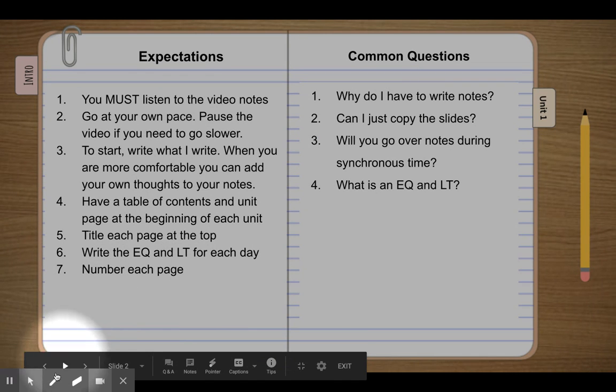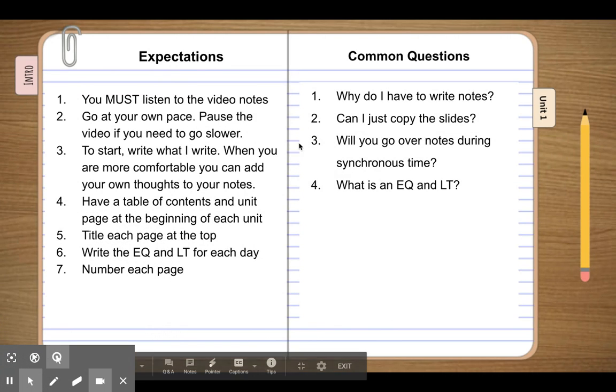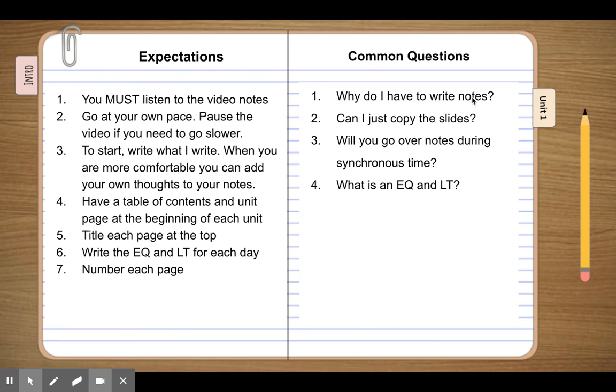Okay, so common question number 1 is, why do I have to write notes? Well, notes actually help us remember and practice the information that we learned, and physically writing it down on a piece of paper is going to help you as a young learner have lifelong skills in working with a lot of information in middle school, high school, and in college. So even though I'm posting the notes online, we still expect that in order for you to be a successful learner, you will handwrite notes in your own notebook at home.